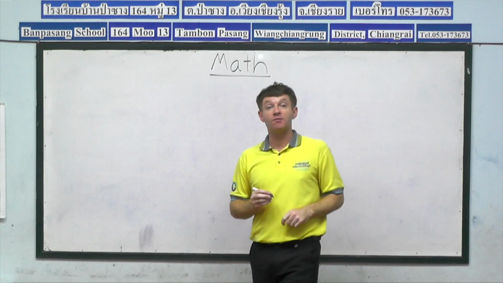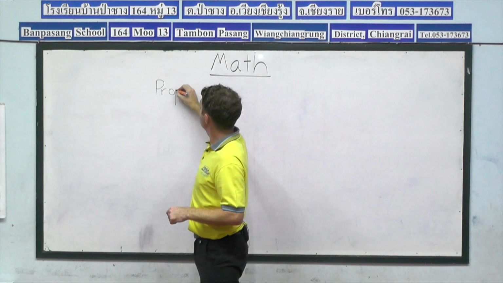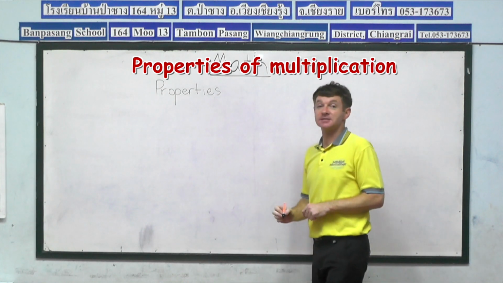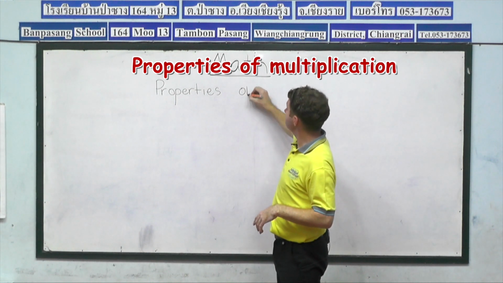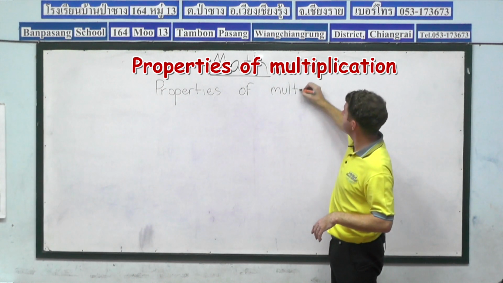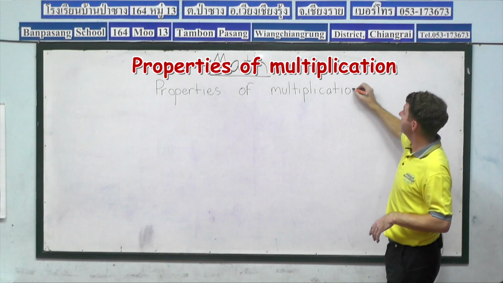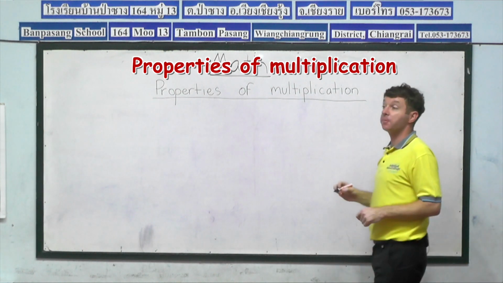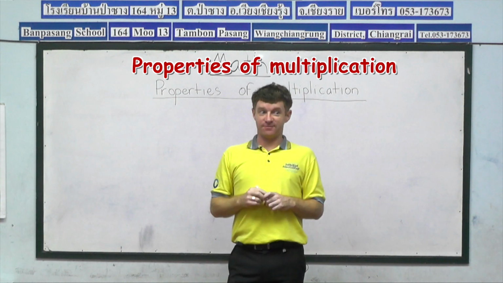So first of all, I'll write the phrase properties, P, R, O, P, E, R, T, I, E, S. Properties. And we add S because there's 4 of them, more than one. Properties of, and then multiplication. So all together, guys, properties of multiplication. And the first property that we learned about was called commutative.